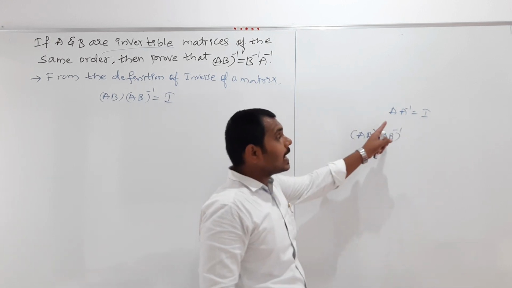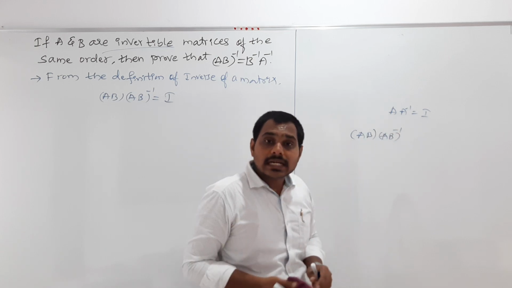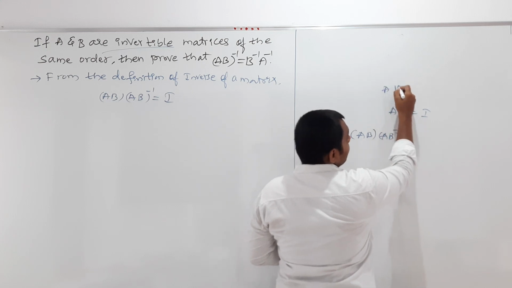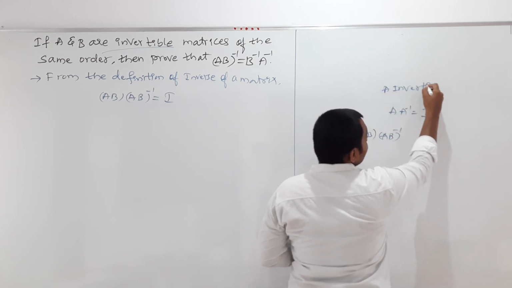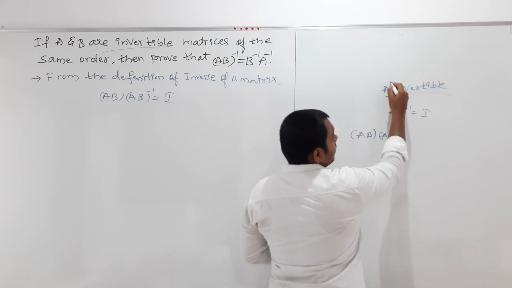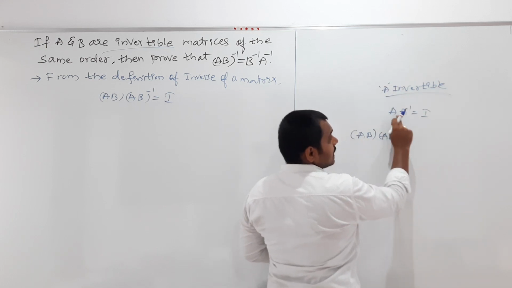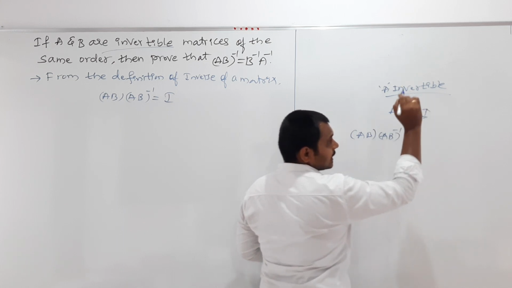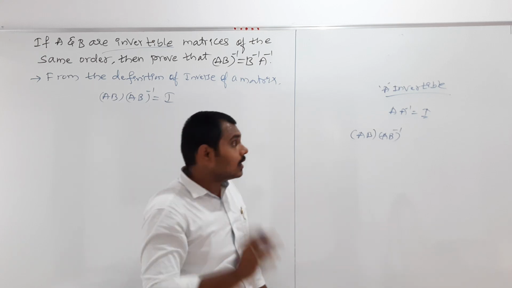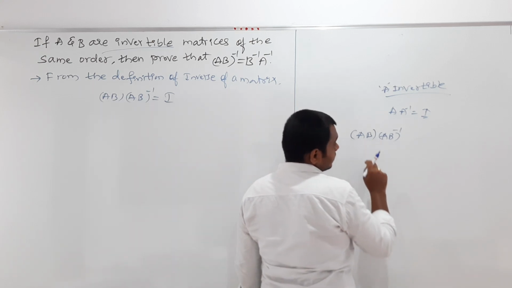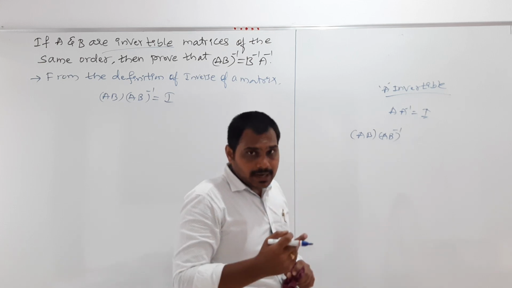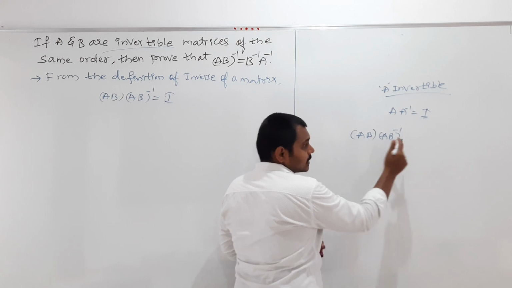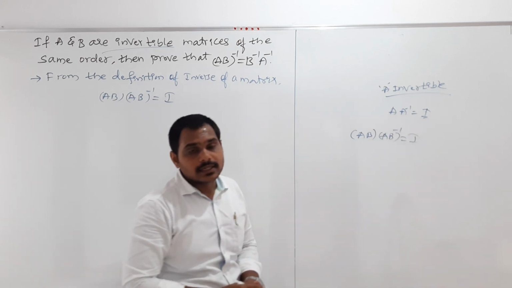So being A and B invertible, what is the condition? Any matrix A is said to be invertible if there exists another matrix A inverse such that after multiplying these two, we get the identity matrix. Therefore, my dear students, I assume AB is the one matrix I am getting. If I take the inverse of that, (AB) whole inverse, and multiply these two, I will get the identity matrix itself.